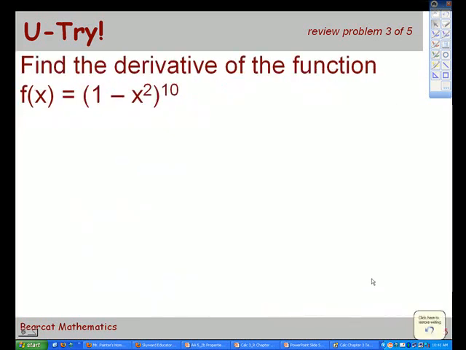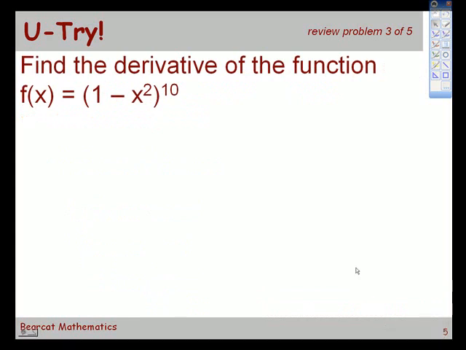Okay, here's the next question. Go ahead and give that a shot. All right, the answer we're supposed to get is negative 20x times the quantity 1 minus x squared. Anybody want to see that one?